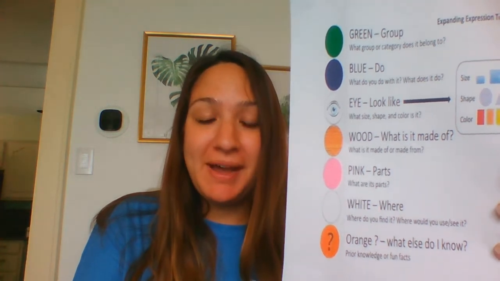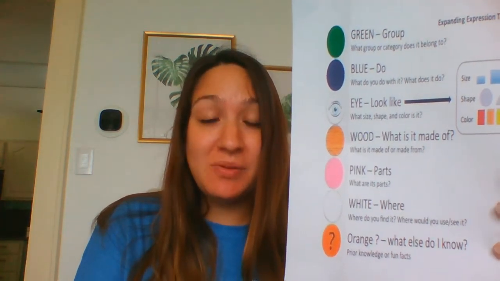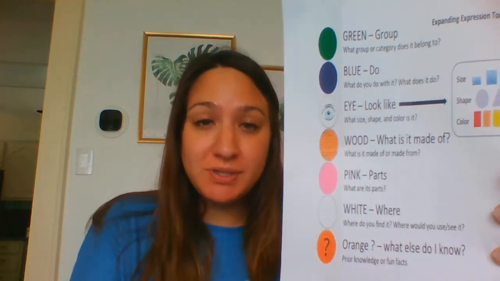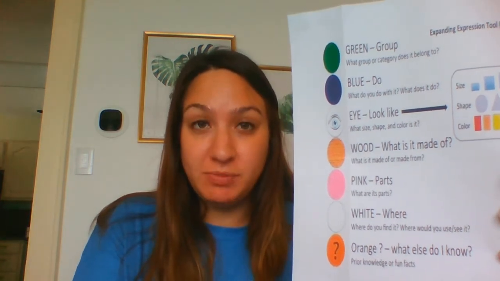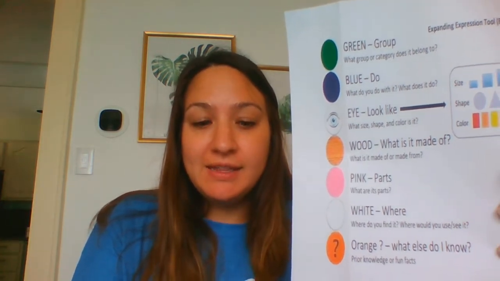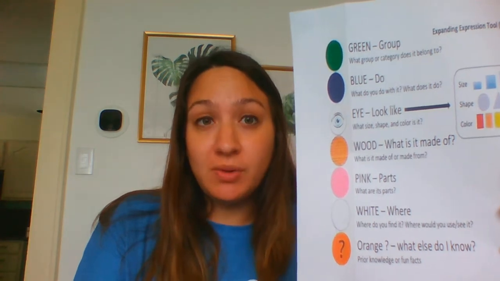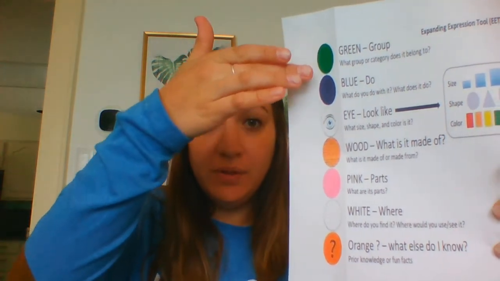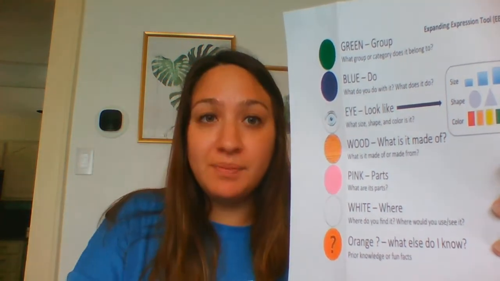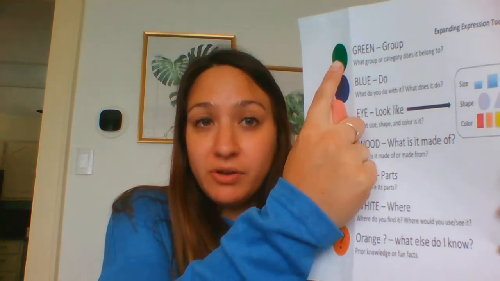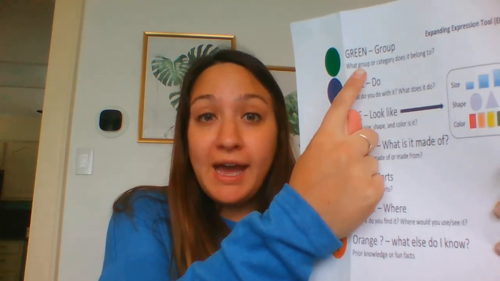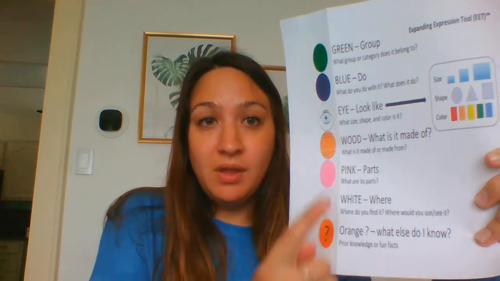Today I'm going to be talking about a vocabulary strategy that we have worked on in our speech groups called the EET, or Expanding Expressions Tool. And this year we've really focused on the first three of these: green group, blue do, and what does it look like. So when we talk about green group, we're telling what group or category does something belong in.